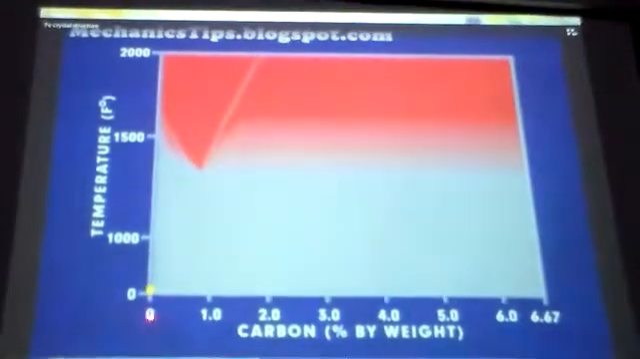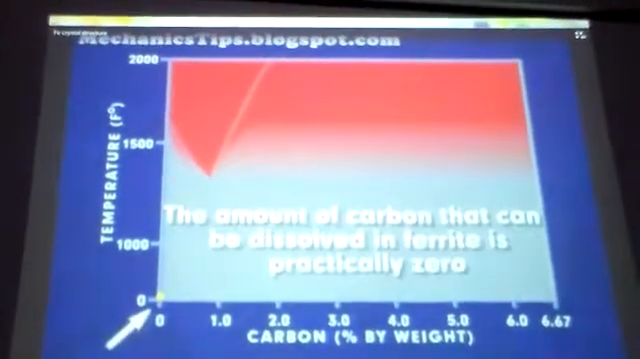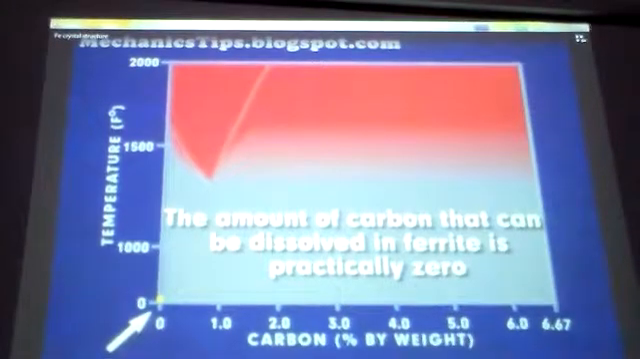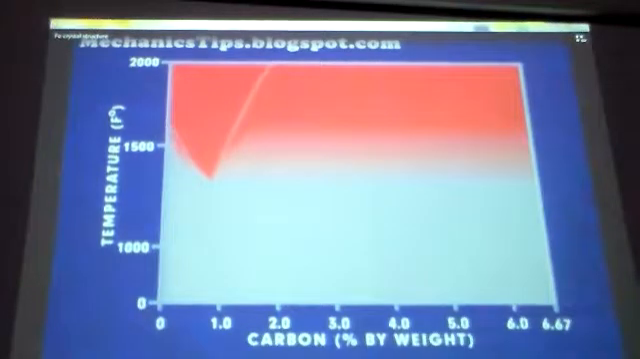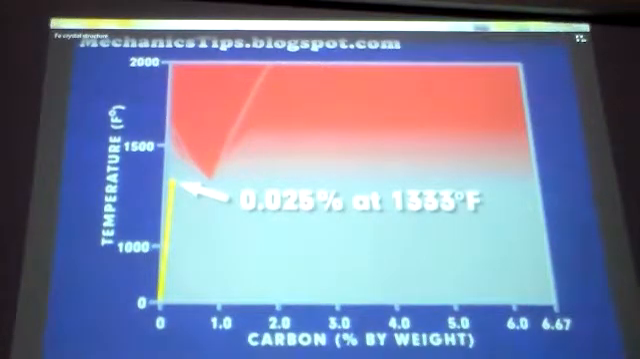At room temperature, the solid solubility, or the amount of carbon that can be dissolved in ferrite, is practically zero. The amount of carbon dissolvable in ferrite increases to only a maximum of 0.025% at 1,333 degrees Fahrenheit.